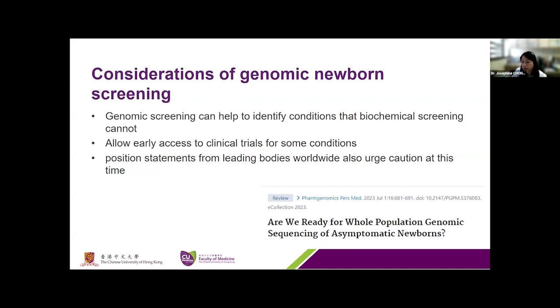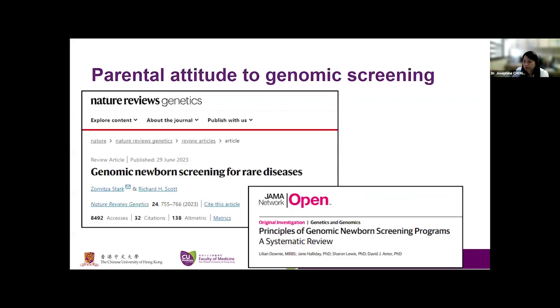clinical trials. And there are different position statements from leading bodies telling us that, with the potential of powerful genomic screening, we can actually screen out patients earlier on. But then there are a lot of precautions, and also a lot of issues that we may need to address before a region really rolls out universal genomic newborn screening.